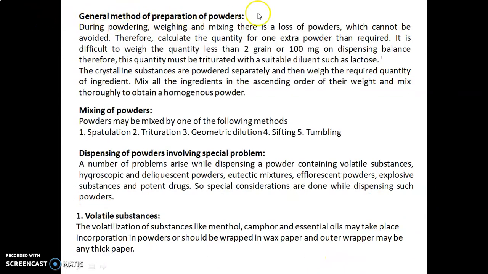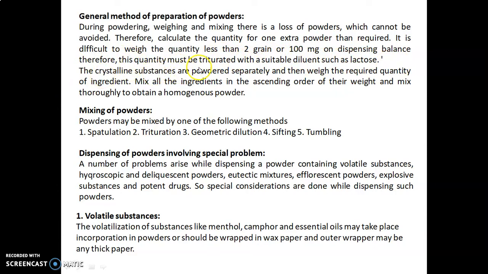General method of preparation of powders. During the powdering, weighing and mixing, there is a loss of powder which cannot be avoided. Therefore, calculate the quantity for one extra powder than required. It is difficult to weigh a quantity less than 2 grain or 100 milligram. As we know, 1 grain is equal to 60 milligram. On a dispensing balance, therefore, this quantity must be triturated with a suitable diluent such as lactose.